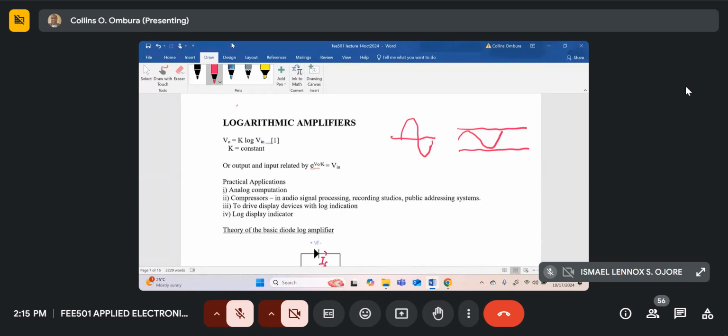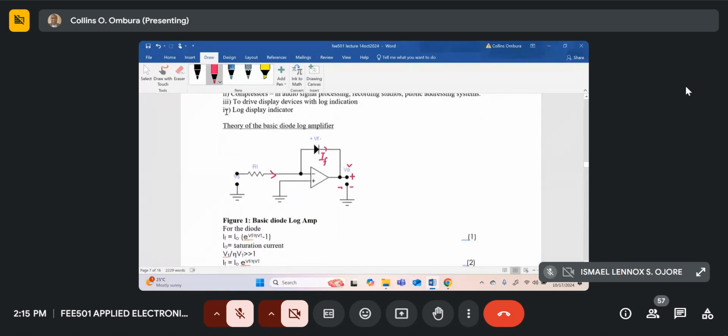Now let's start with the most basic log amplifier, which is called the basic log amplifier. So this is the simple circuit of the basic log amplifier. In this log amplifier, the input is Vs. You have an input resistance Ri, which goes to the negative terminal of an op-amp. And then we have a diode.